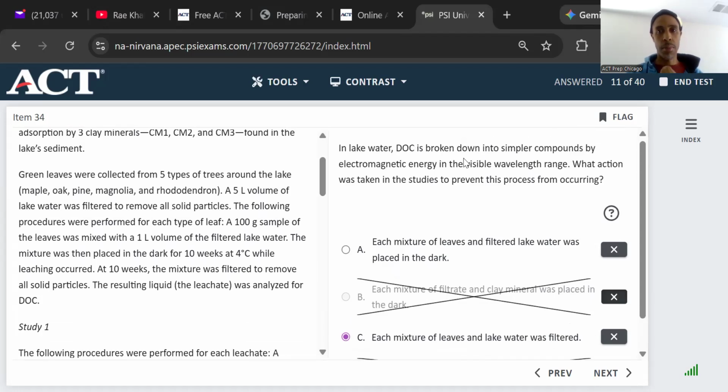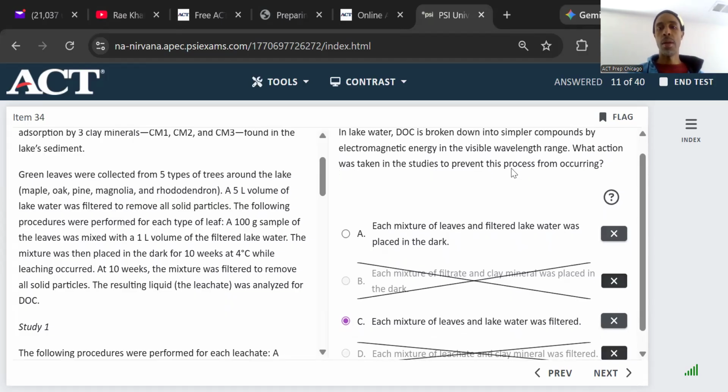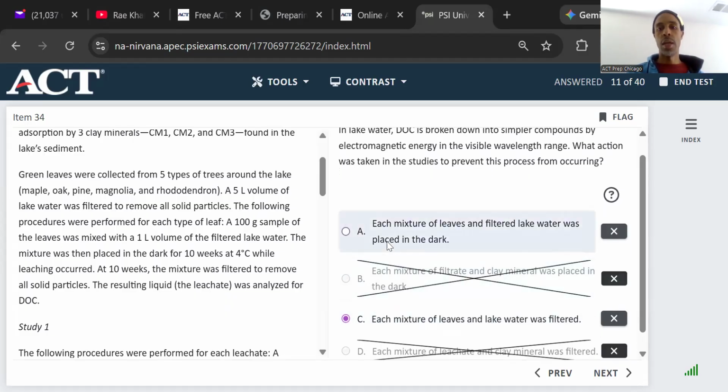DOC is broken down into simpler compounds. Oh, DOC is broken down into simpler compounds, not by simpler compounds. So DOC is broken down into simpler compounds by electromagnetic energy in the visible wavelength range. So the electromagnetic energy is what breaks down the DOC. And if we don't want that process happening, it would not be filtering it. It would be put in the dark. Because if you put it in the dark, then you don't have it exposed to the electromagnetic energy, which I think is sun.